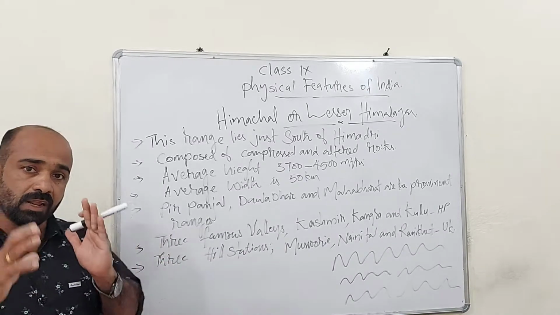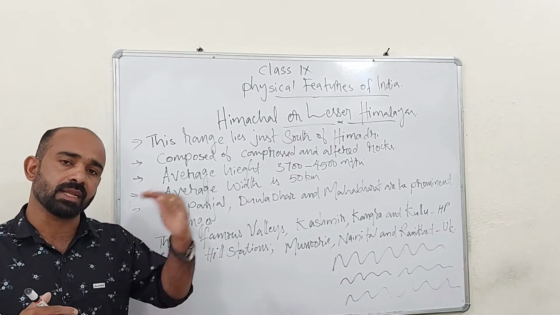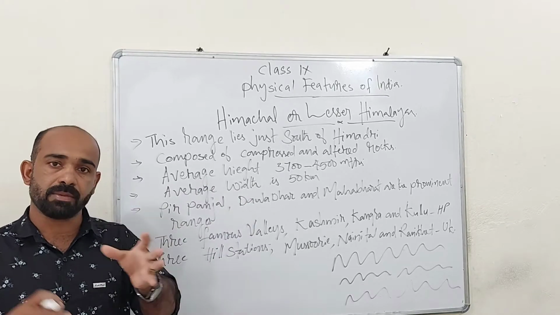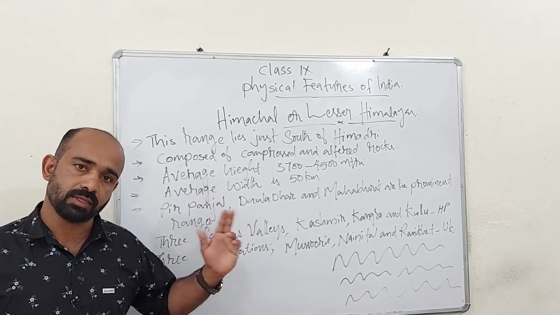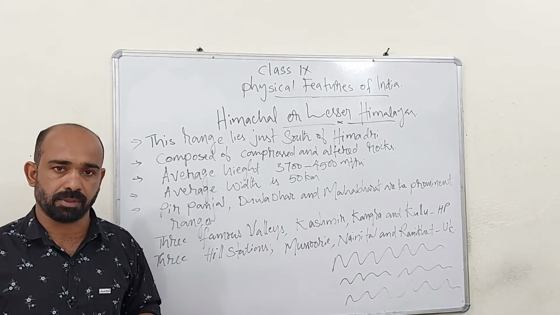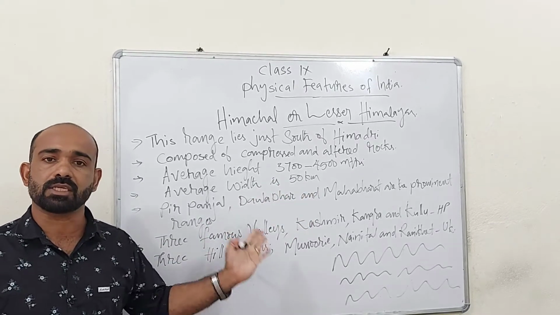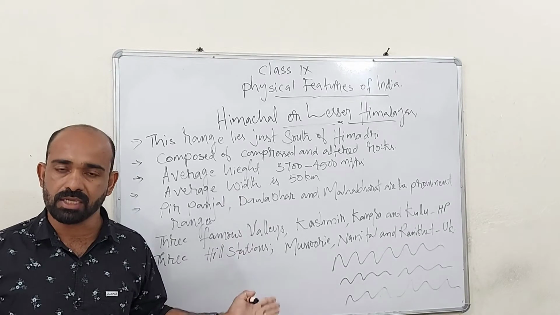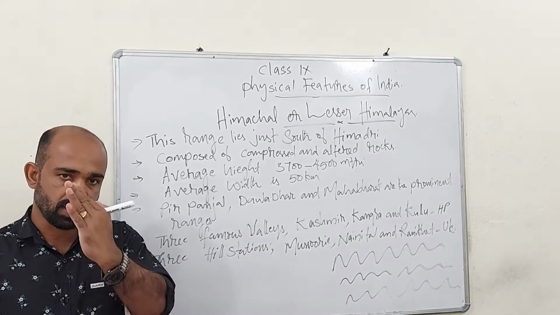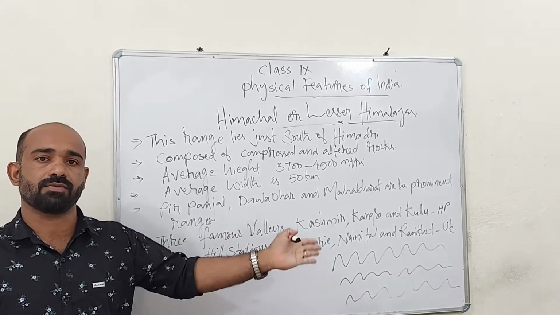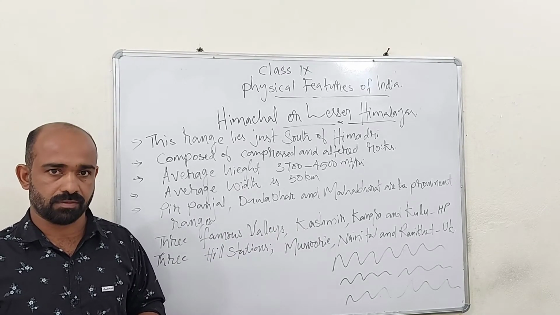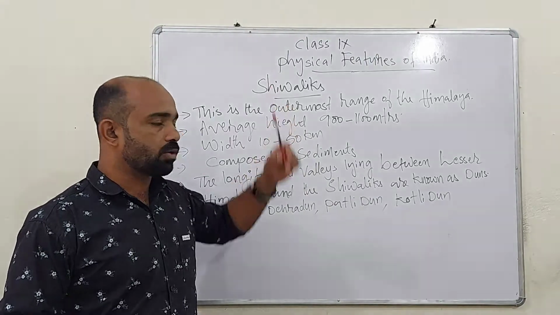And there are three famous valleys in this mountain range: Kashmir Valley, Kangra Valley and Kulu Valley. All these three valleys are found in the state of Himachal Pradesh. And three famous hill stations are also found in this mountain range: Mussoorie, Nainital and Ranikhet. All these three are found in the state of Uttarakhand. Now let us study about Shivaliks.